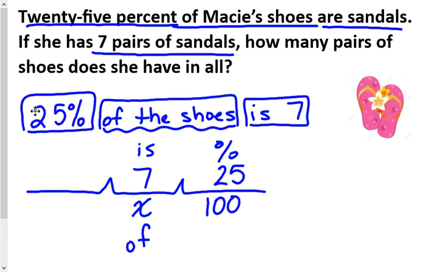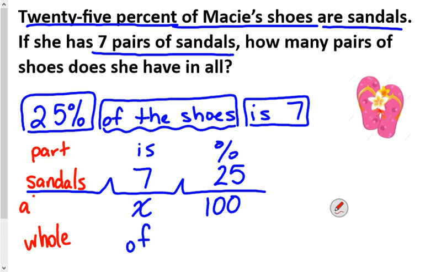Now remember, I put that first section here because what we're really writing is a part to whole ratio. So in this case, the part would be the shoes that are sandals, and the whole would be all shoes. So now this should make sense when we look at it. There are 7 pairs of sandals. We want to know how many total pairs of shoes there are. And that's if 25% are sandals. So 25 sandals out of 100 shoes, because remember, percents are always out of 100.